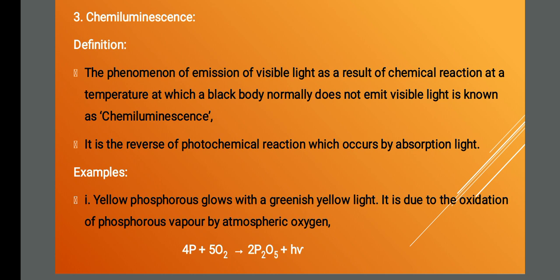We have a lot of examples. A few are given in the book. I'll say them one by one. The first one: phosphorus combines with oxygen to form phosphorus pentoxide, and light is being emitted. Visible light is being emitted.